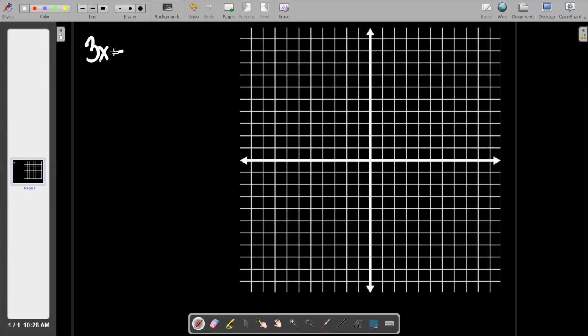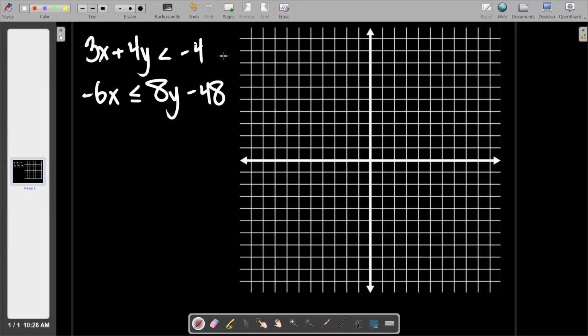3x plus 4y is less than -4. And then -6x is less than or equal to 8y minus 48. Stuff like this would have scared us a long time ago in a mathy way, but you guys know the battle cry. Get y by itself. It gets us through so many things in math. So let's talk about the top one first. What would we do?